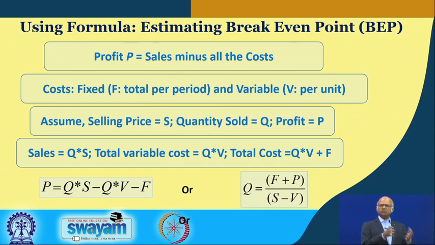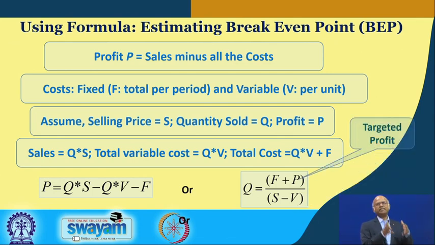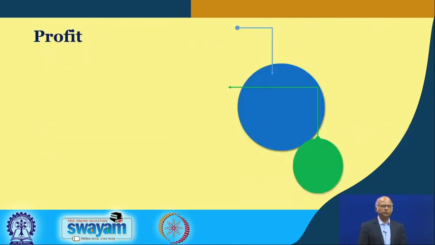So, you make a little bit of transformation and you get Q is equal to F plus P divided by S minus V. Why this formula is like this: if you have some profit in mind, meaning a targeted profit, then this is the quantity that you have to produce to make that profit. So, you can actually plan profit beforehand by knowing the quantity.